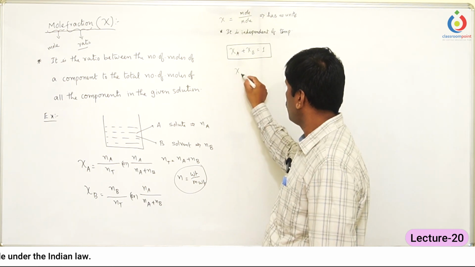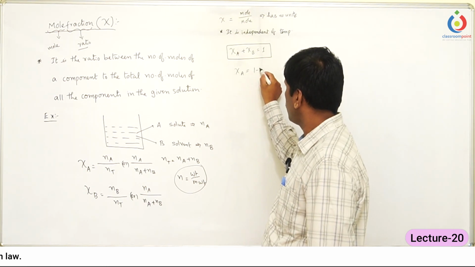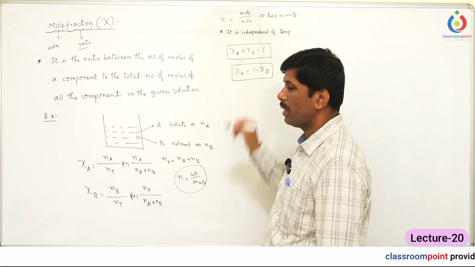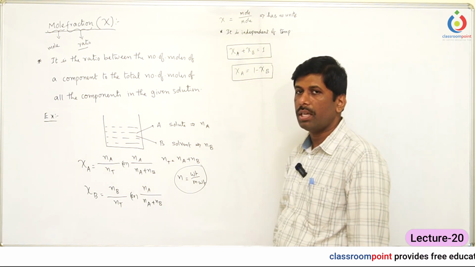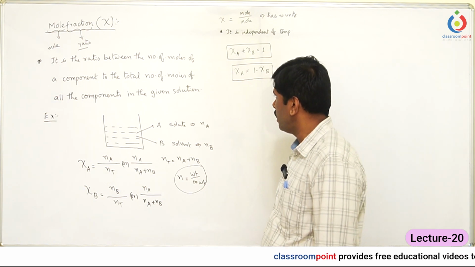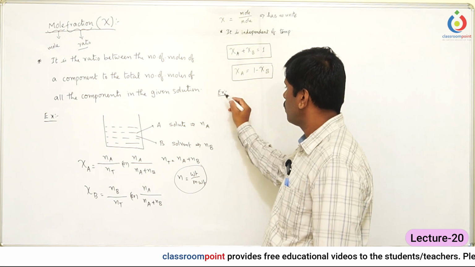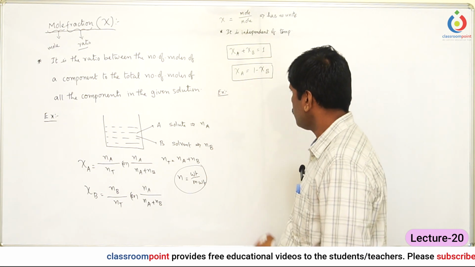Now, if you want to calculate mole fraction of A here, you can do 1 minus mole fraction of B. Similarly, mole fraction of B also equals 1 minus mole fraction of A. So, let us take one question here.